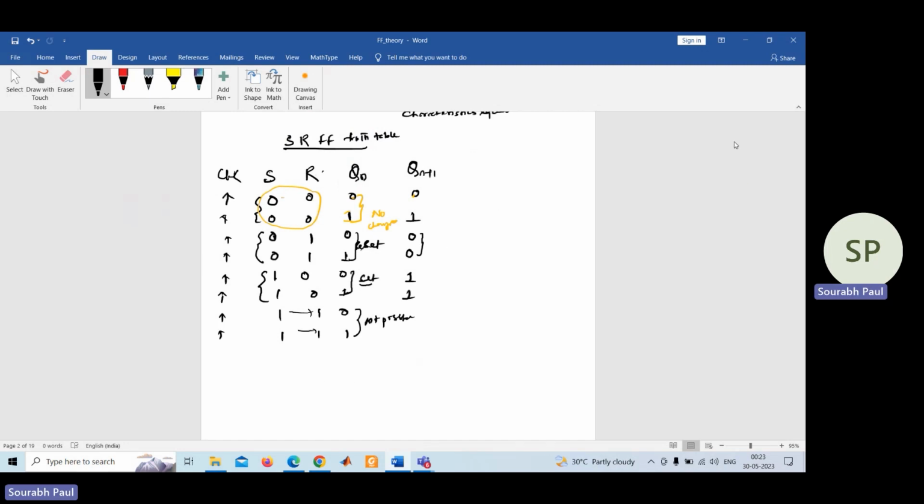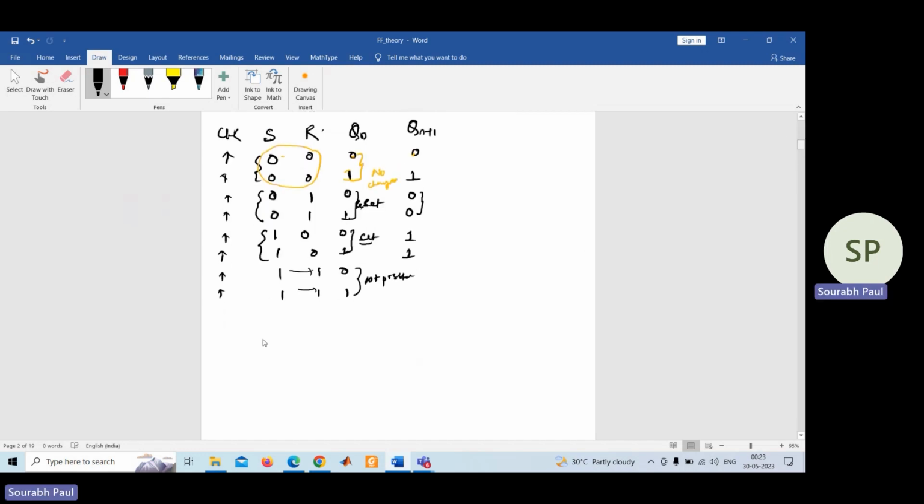How? You have to use the K-map. So use the K-map. How many variables K-map will it be? This is a 3 variable K-map. Why? Because you have 3 input variables, that is S, R, and Qn. And from there, what you need to find out? You need to find out Qn plus 1. What will be the next state value? So this is known as characteristic equation.